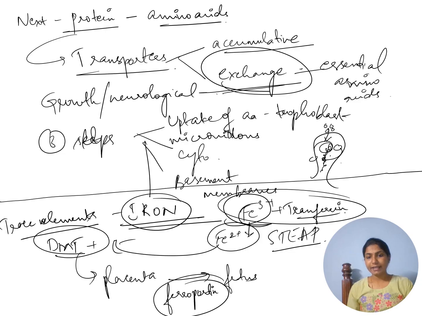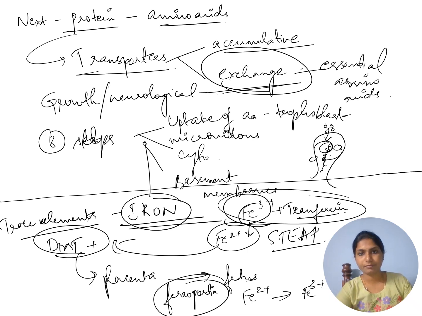Once it enters the fetus, it gets oxidized again to the ferric form, bound again to transferrin, and goes to the target site. So this is about iron metabolism.